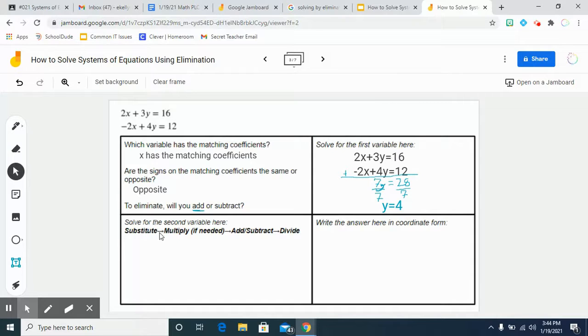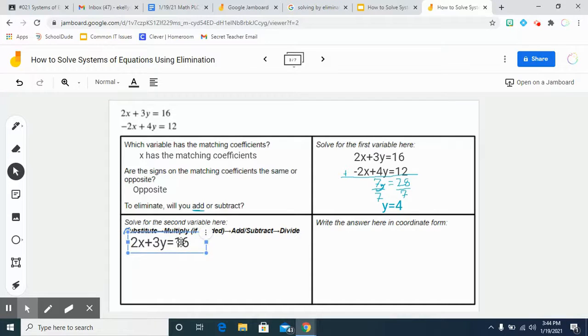To solve for the second variable, I actually wrote the steps down here. We substitute, multiply if needed, then add or subtract, and then divide. So first we substitute. I'm going to take that y equals 4, and I'm going to rewrite it into the original equations that I had. It doesn't matter which one I pick. I can choose the top one or the bottom one. I personally like dealing with positive numbers when I can, so I'm going to create another text box, and I'm going to say 2x plus 3y equals 16.